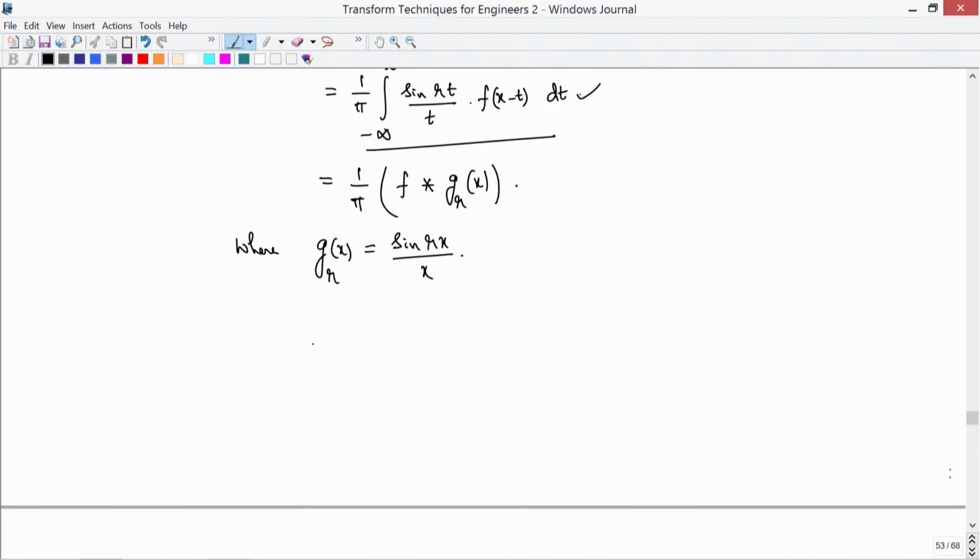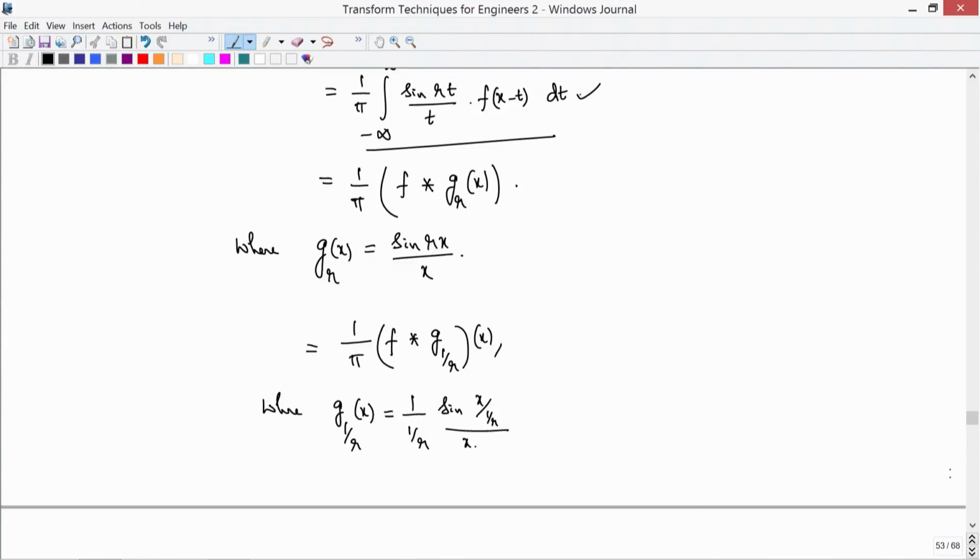I will rewrite this as 1 by pi times f star of, instead of writing this way, what I write is G of 1 by r of x, where G of 1 by r of x is 1 by r times G of, that is, rather, sin r x, I write x divided by 1 by r divided by x, okay, x into 1 by r.